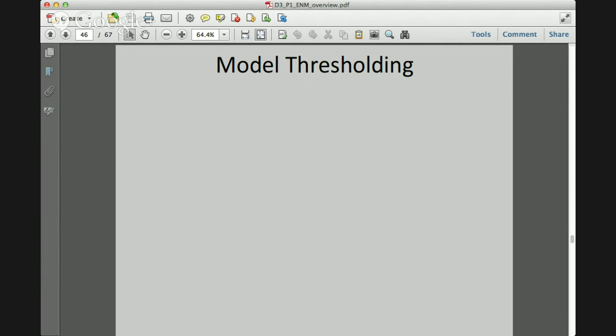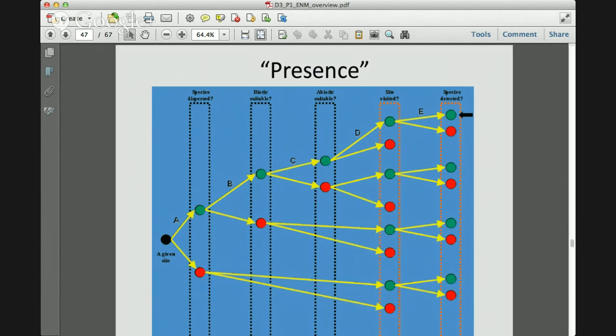Let's talk a little bit about model thresholding. This is essentially going from a continuous output to either a stepped output or a binary output. What I want you to think about is the relative merit of a presence datum versus an absence datum. So this is a probability tree with 3 decisions that correspond to circles in the BAM diagram. Was the place accessible? Is it suitable biotically? And is it suitable abiotically?